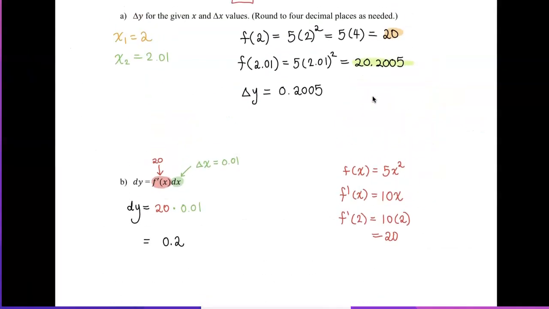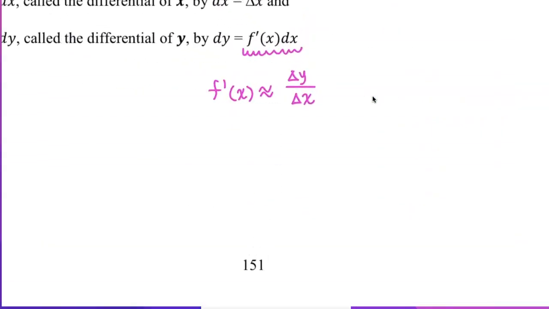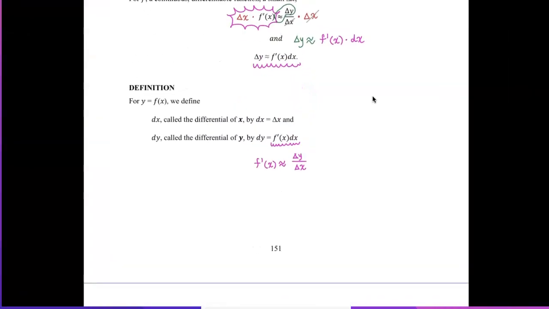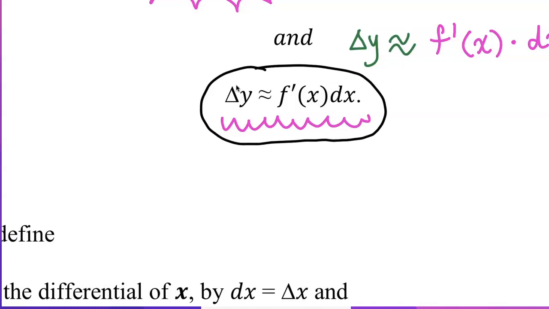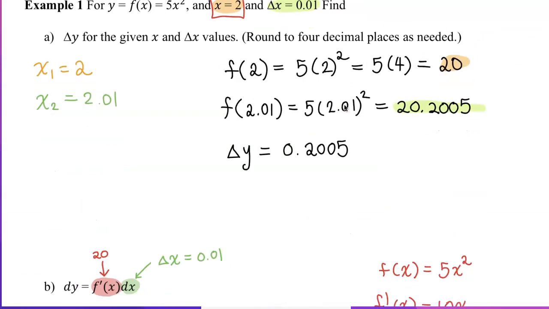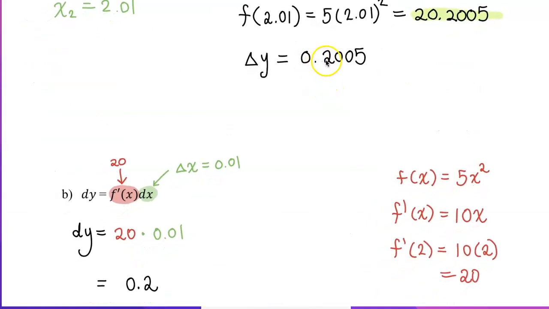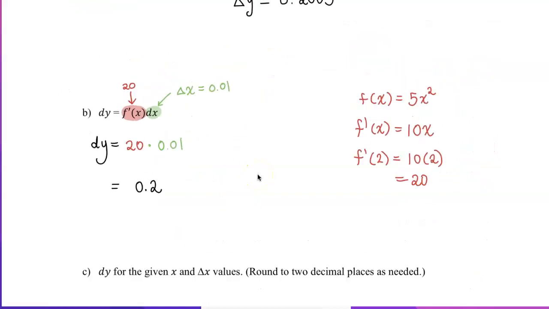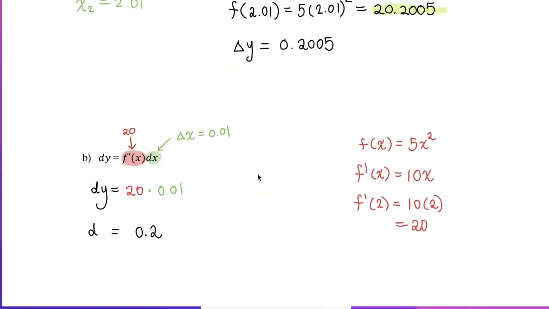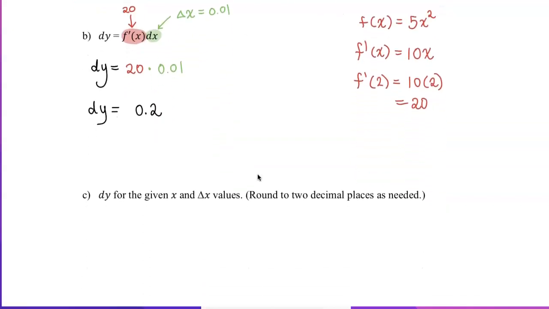Pretty close, right, to what delta y is. Because remember, this is an approximation of the change in y. The first answer that we got is really, really close. It was very approximately the same thing as what we got for the part B answer. The answers that we got were very similar: 0.2005 and 0.2. So they were really close to each other, right? All right, let's do the last one.